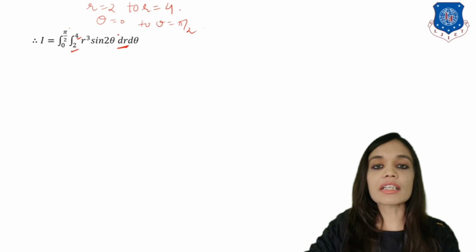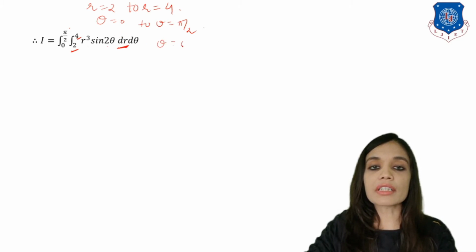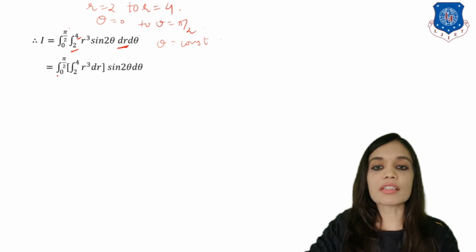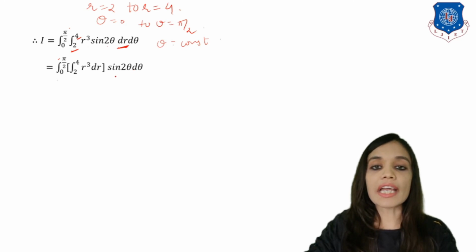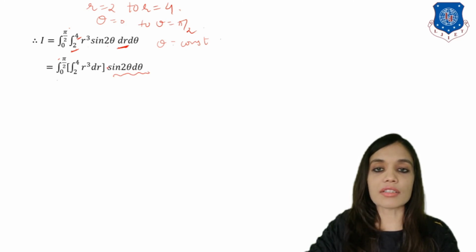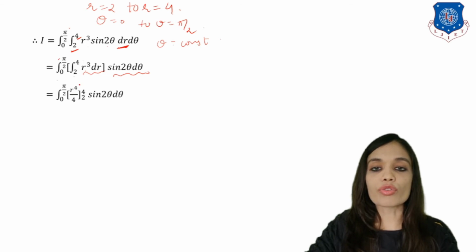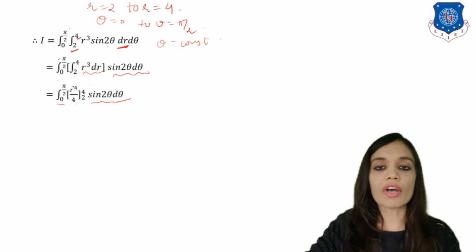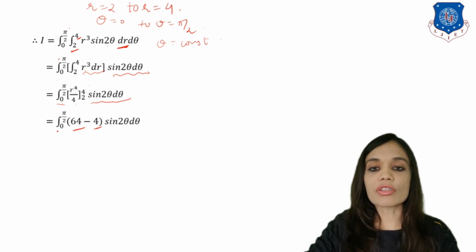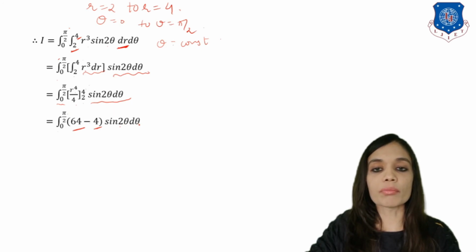Okay. So now let us start integration with respect to r, keeping theta as constant, right? So what will remain as it is? The integration from 0 to pi by 2 of sine 2 theta d theta will remain as it is, right? And we have to do the integration from 2 to 4 of r cube dr, right? So the integration of this term will be r raised to 4 upon 4, and your limits are 2 to 4. Okay, and all these terms will remain as they are. Now let us put the limits in place of r. So firstly we will put r equals 4. So we will get 64 minus, put r equals 2, so you will get 4. And this integration from 0 to pi by 2 of sine 2 theta d theta will remain as it is.